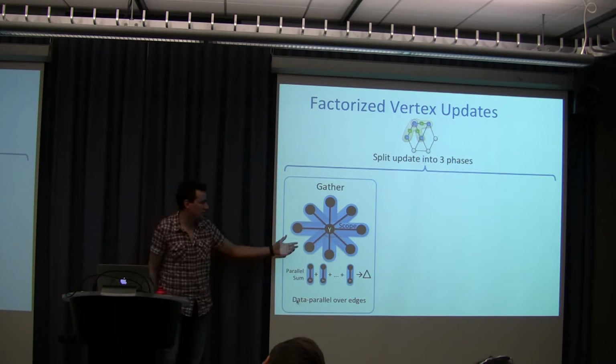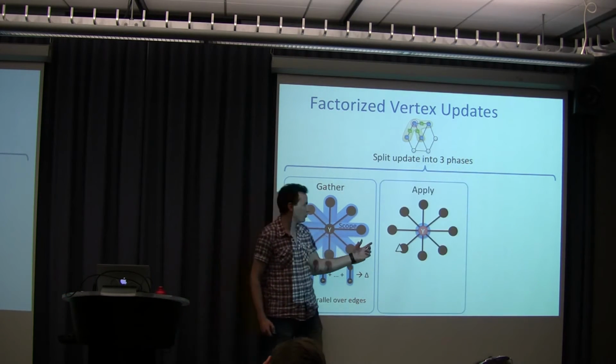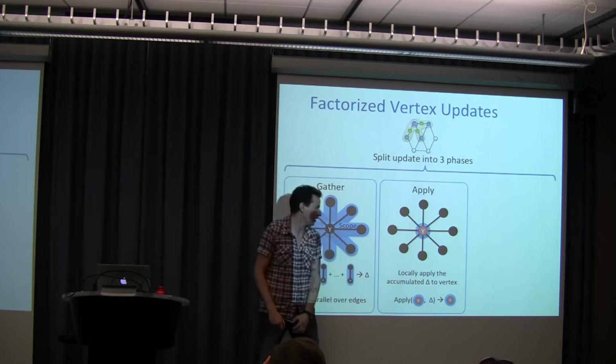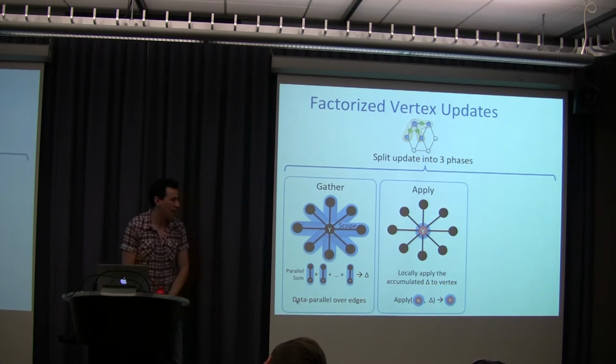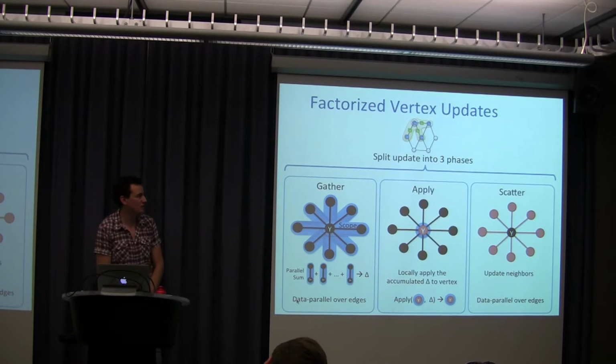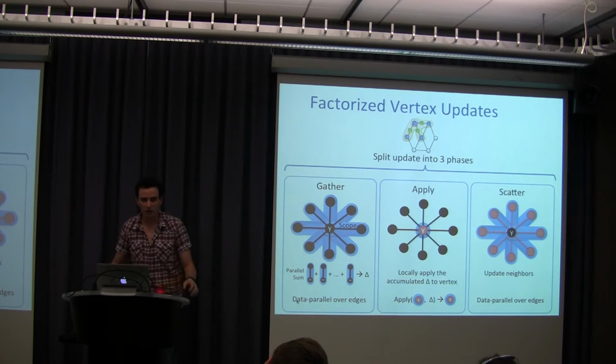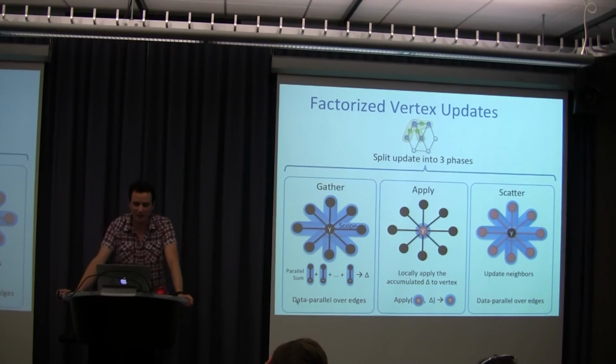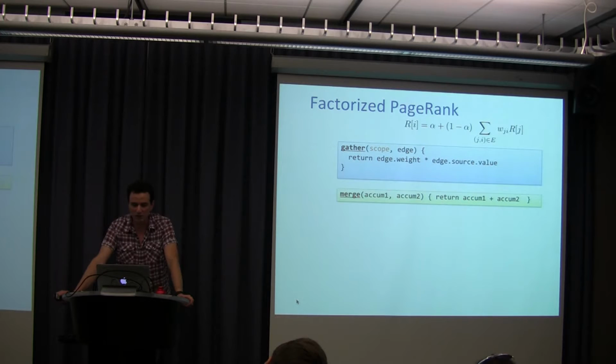Once you've gathered information from your vertex, from your neighbors, you change the local information on your vertex, and then you do a scatter phase where you propagate these changes back to your neighbors. So this process has 3 phases: this gather, apply, and scatter phase. So let's talk about a few examples. First, page rank, the example from the beginning.